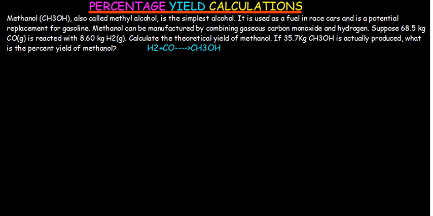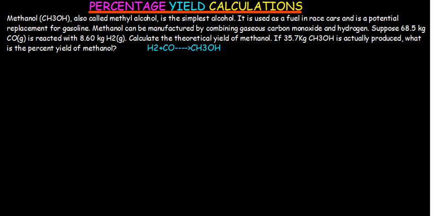Methanol, which is also called methyl alcohol, is the simplest alcohol. It is used as a fuel in race cars and is a potential replacement for gasoline. Methanol can be manufactured by combining the gases carbon monoxide and hydrogen. Suppose 68.5 kg carbon monoxide is reacted with 8.6 kg hydrogen. Calculate the theoretical yield of methanol. If 35.7 kg methanol is actually produced, what is the percentage yield? So we have two questions here, the theoretical yield and also the percentage yield.